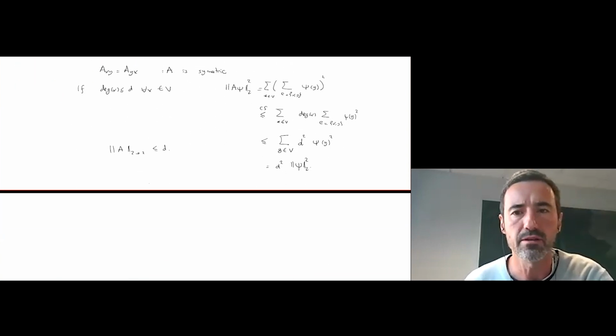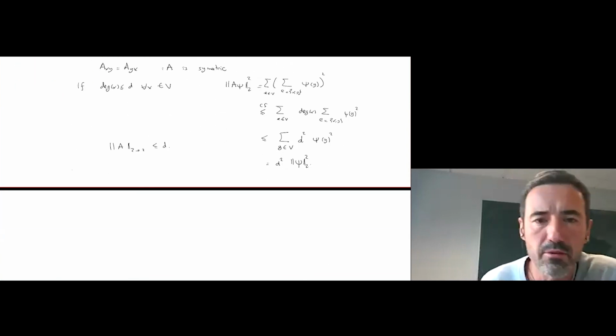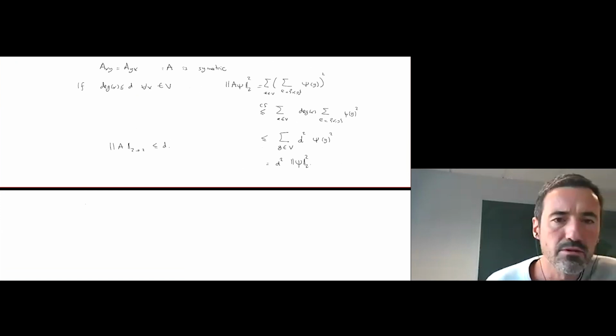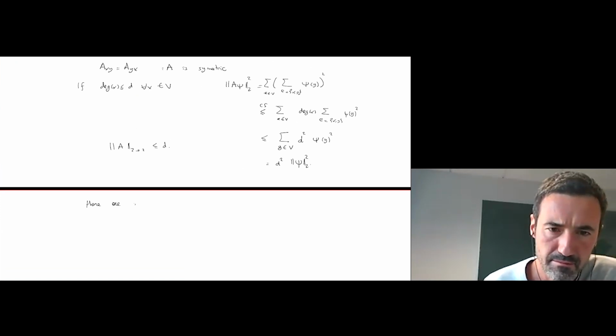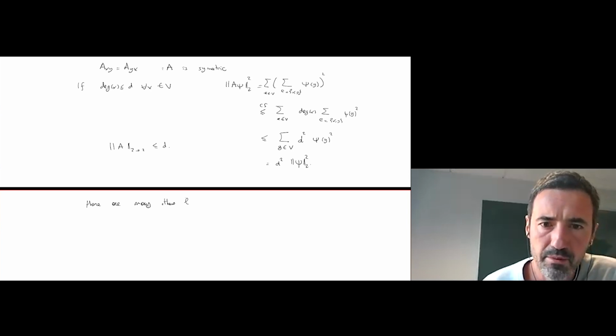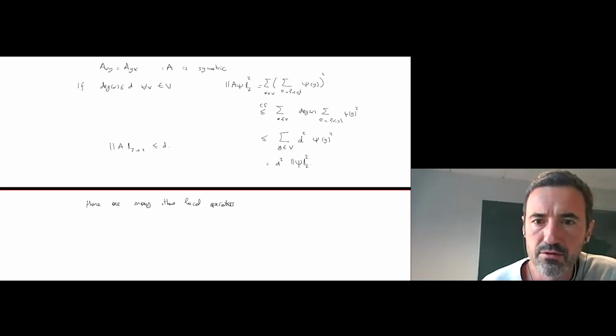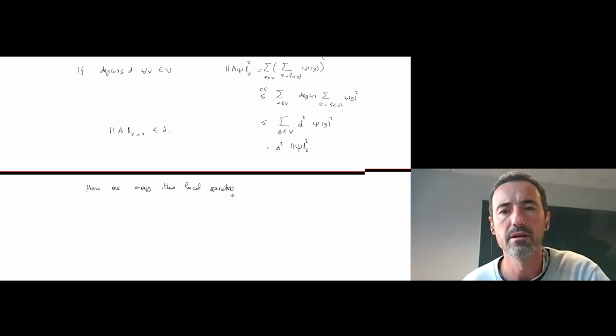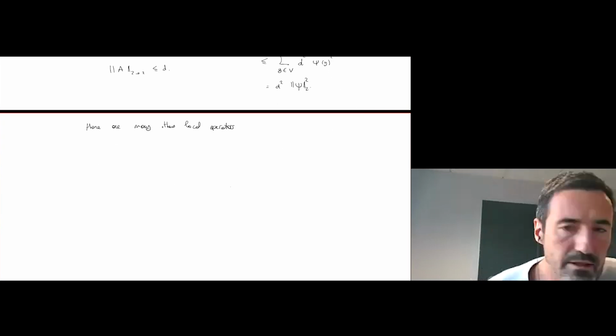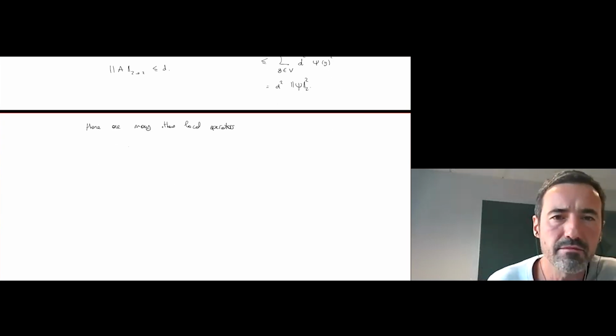The adjacency operator is one of the interesting local operators, but there are many other local operators that you can attach to a graph, okay? The most famous ones are, for example, the Laplacian.